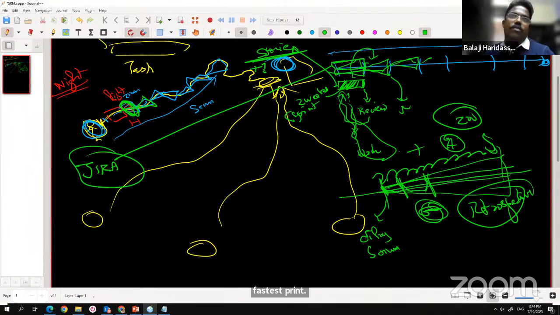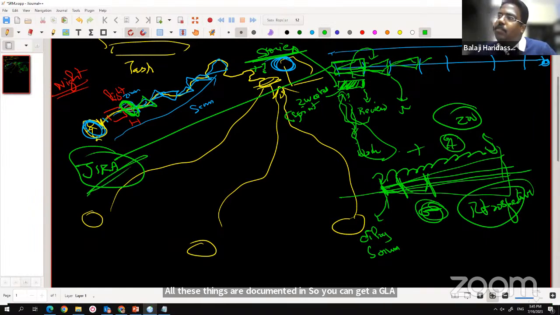So you can get a Jira system. I think open source Jira is available. So you can have the Jira and ask everyone to contribute to the Jira. Is it clear what I'm trying to say? This is what we do.